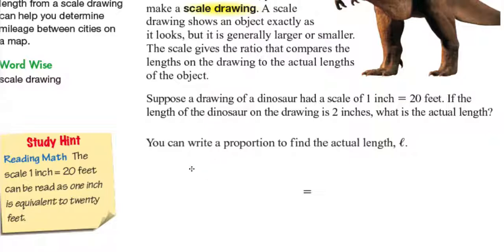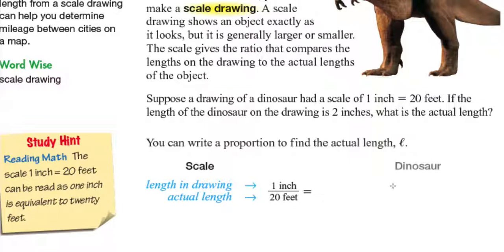Start off here. Our scale will be length in drawing, which is 1 inch, over actual length, which is 20 feet. That's our scale. Our dinosaur, on the other hand, will be the drawing, which is 2 inches, and we want to find the actual length in feet of our dinosaur. So if you notice, this particular ratio involves our scale, and this particular ratio involves our dinosaur.